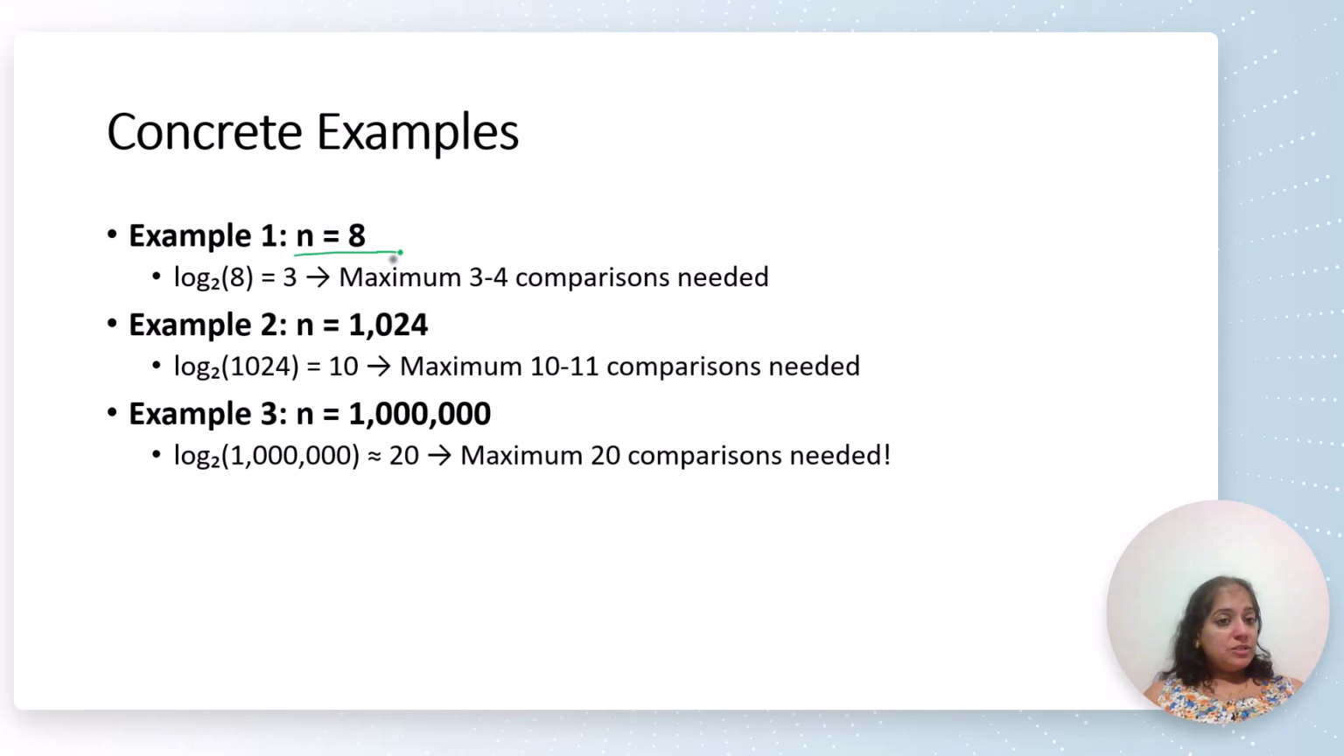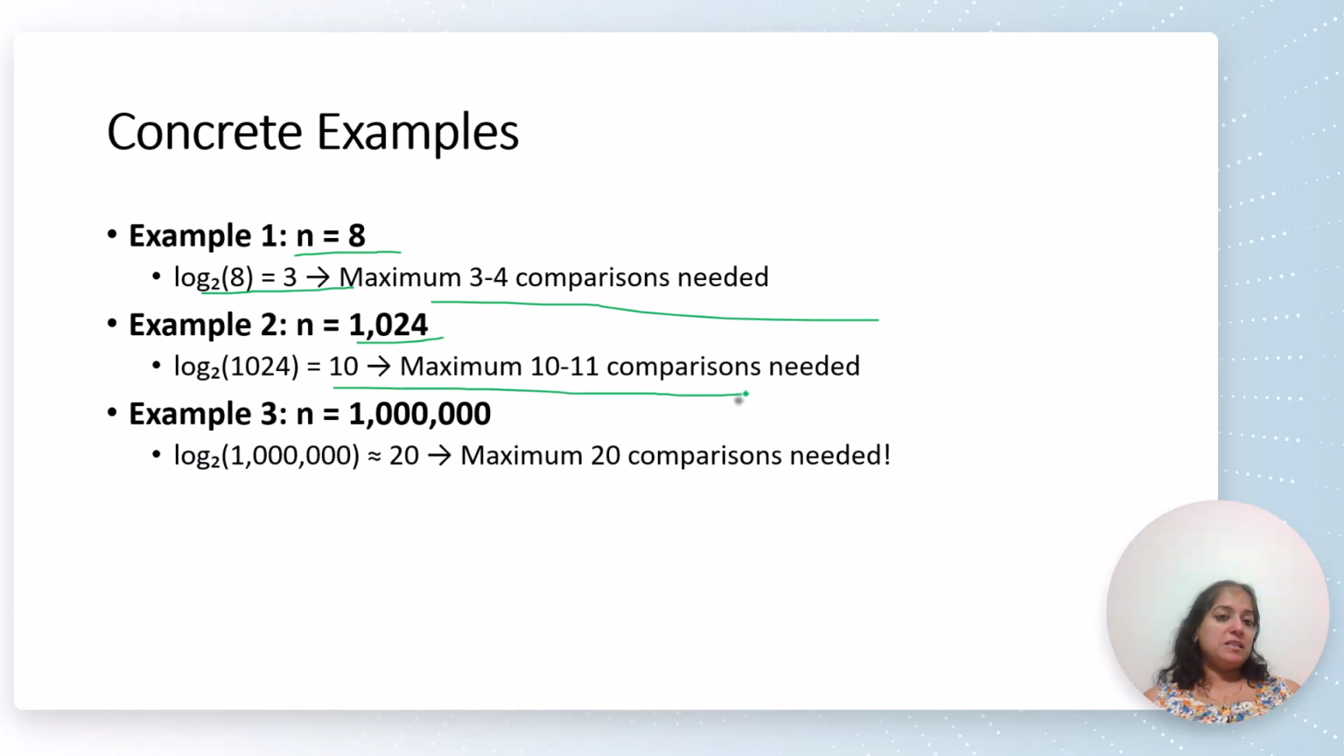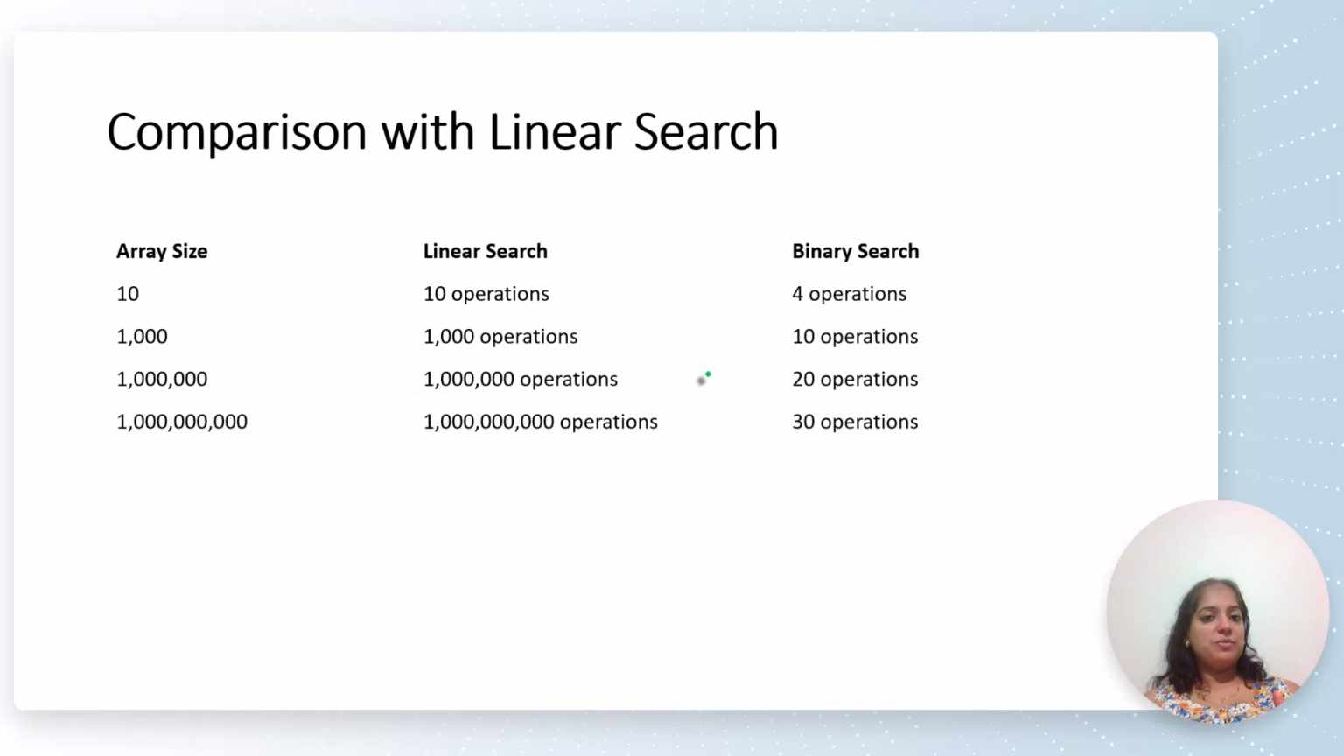If the value of n equals 8, that means you need to take at most 3 to 4 comparisons to look for the element in the array. If there are 1024 elements in the array, a maximum of 10 to 11 comparisons are required. If there are 1 million elements in the array, then you require approximately 20 comparisons to find an element, whether it exists or not. So it is a very drastic difference from linear search to binary search.